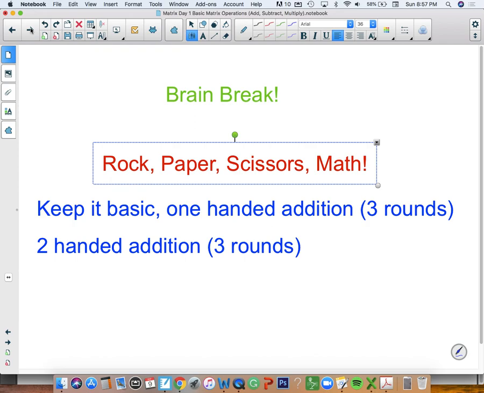So remember, you're doing rock, paper, scissors with your one hand, and then you show a number, you add that with your partner's number. Whoever gets the addition problem correct first is the winner of the round, okay? And then the two-handed addition, doing rock, paper, scissors, and then boom, you show 2 hands, so you'll be adding all of your fingers with your partner's fingers. Do 3 rounds of that as well, okay? So pause the video, give them about 2 or 3 minutes to do rock, paper, scissors, math. All right, back to the next thing.